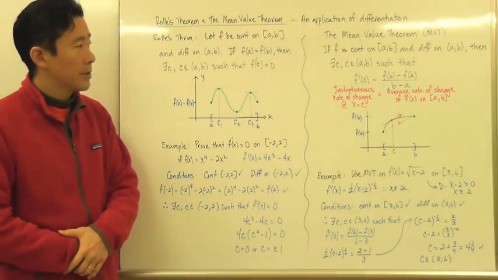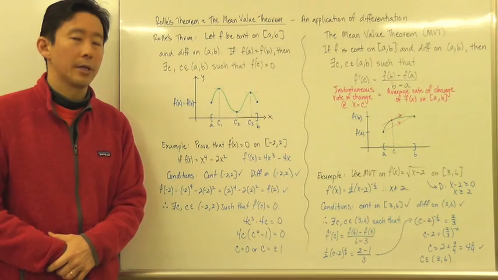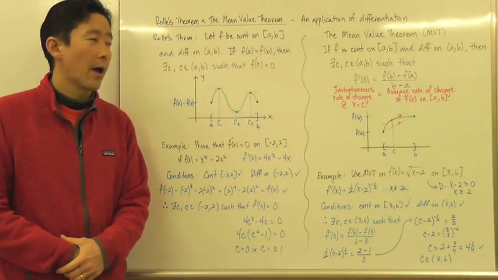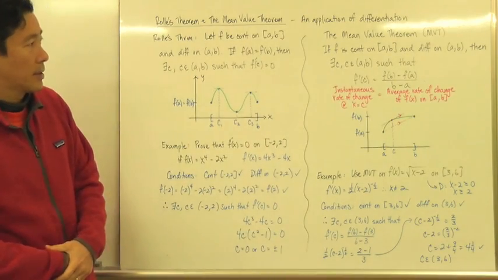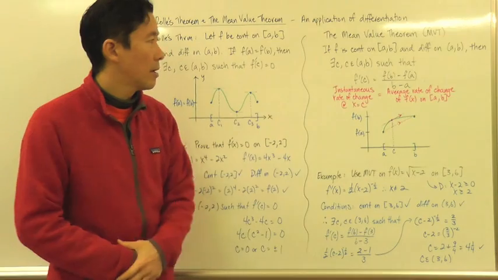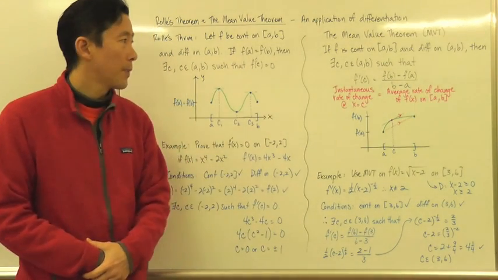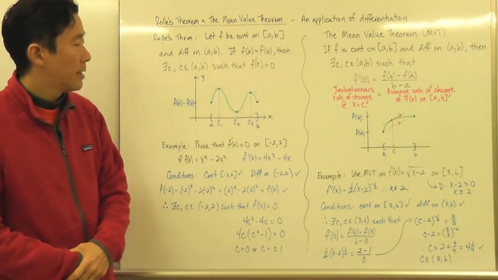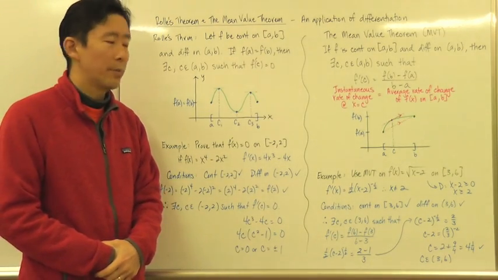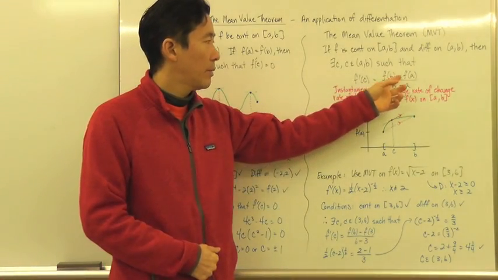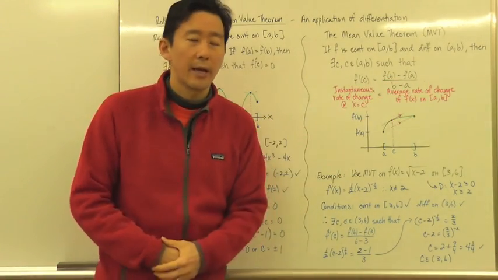Okay, so what we want to do next is take a look at the mean value theorem, which is one of the most interesting theorems that we have in this particular section. It says if f is continuous on the closed interval [a,b] and differentiable on the open interval (a,b), then there exists a c on the open interval (a,b) such that f prime of c is equal to f of b minus f of a divided by b minus a.